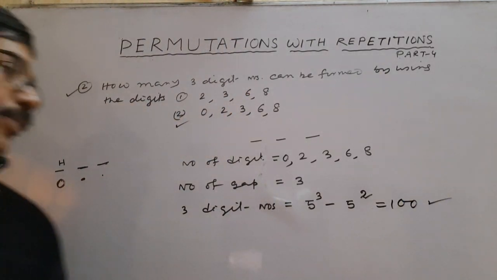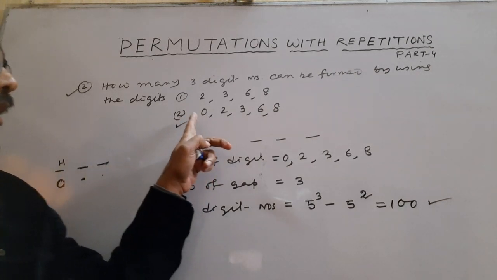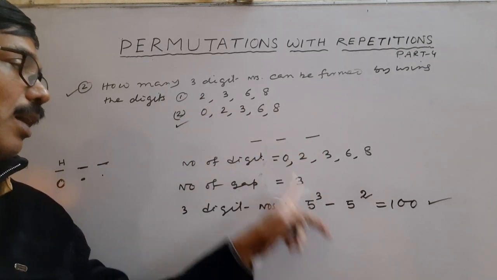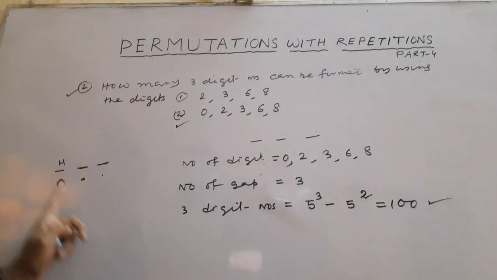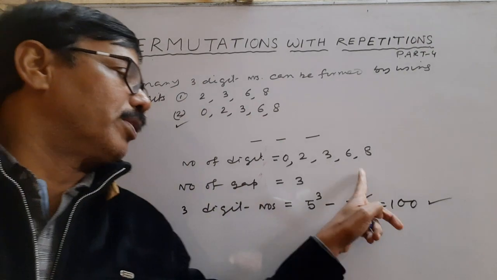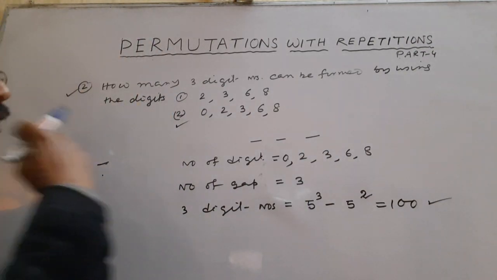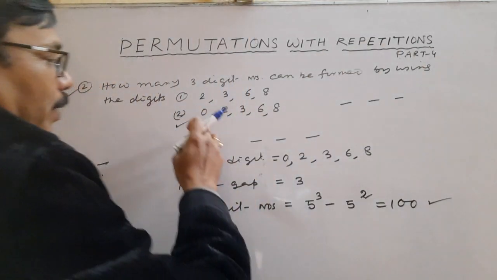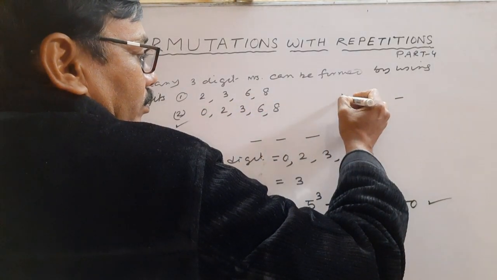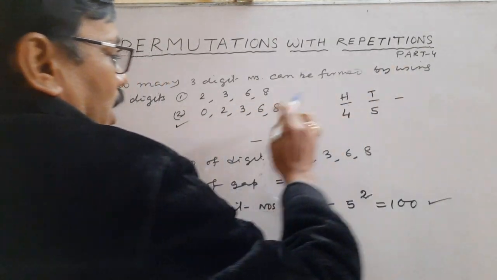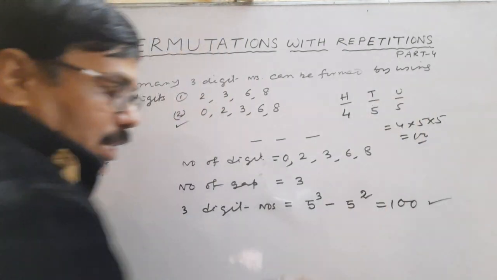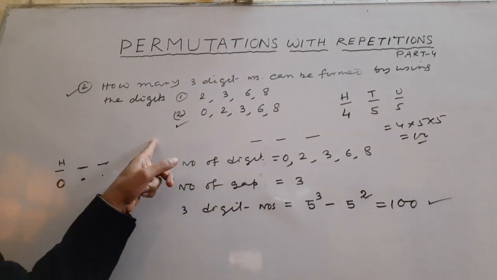So look, if 0 is used, then 5 to the power 3, 5 digits, number of gaps 3. If it starts with 0, then they are not 3-digit numbers. Taking 0 at the first place, 2 gaps, so 5 digits, 5 square. And it will be simple if you use the fundamental theorem. This place can be filled in 4 ways, other than 0. The 10th place can be filled in 5 ways and the unit place in 5 ways. So 4 into 5 into 5, so 100. We have already discussed it, but this is using the formula.